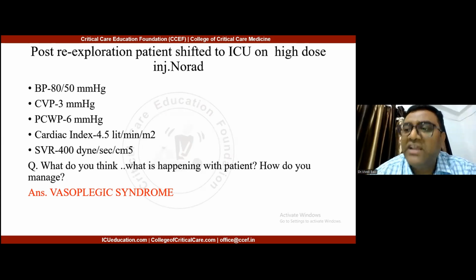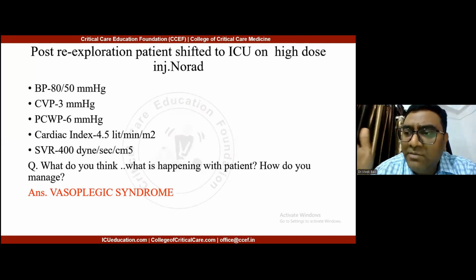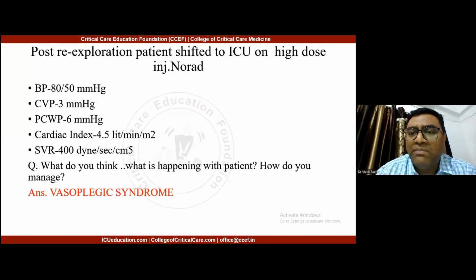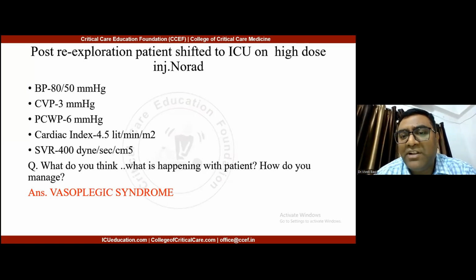Again, the fluid first thing, then vasopressors, then methylene blue and steroid. These are the four things you need to keep in mind. But again, go with the patient's clinical condition after physically examining the patient.